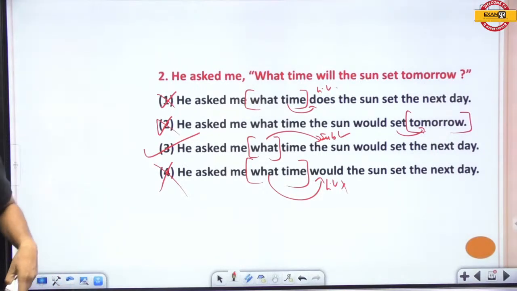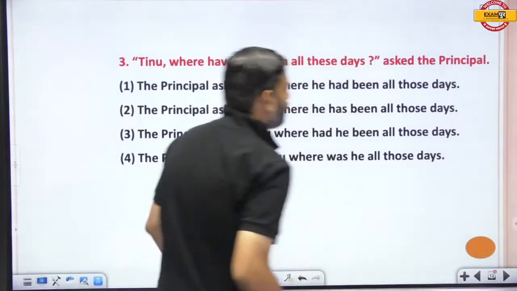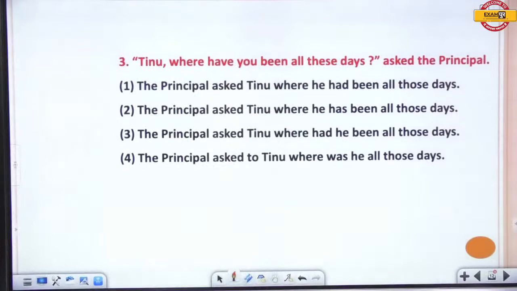Clear? Now solve the next question. Question number 3. Solve this.